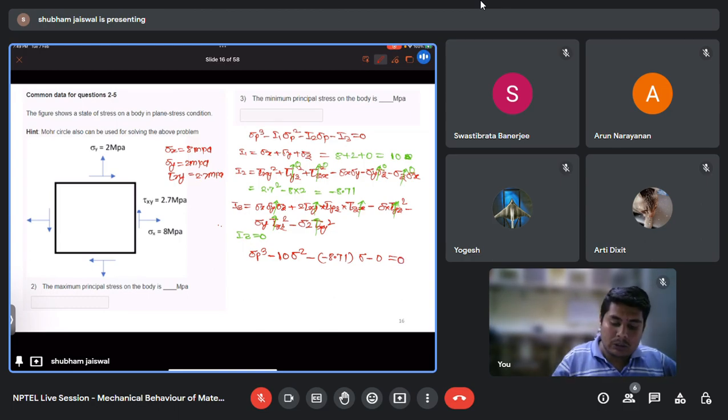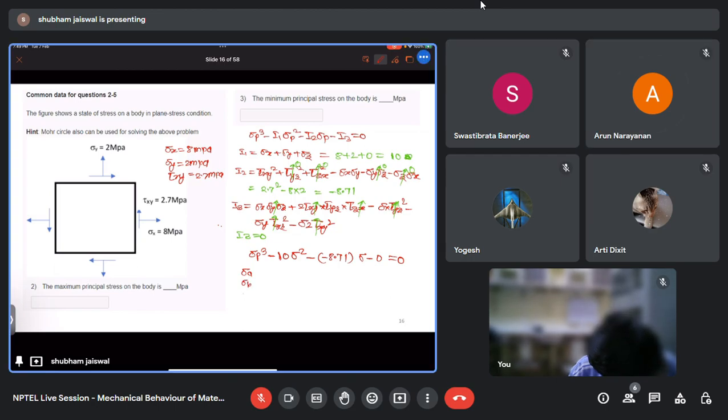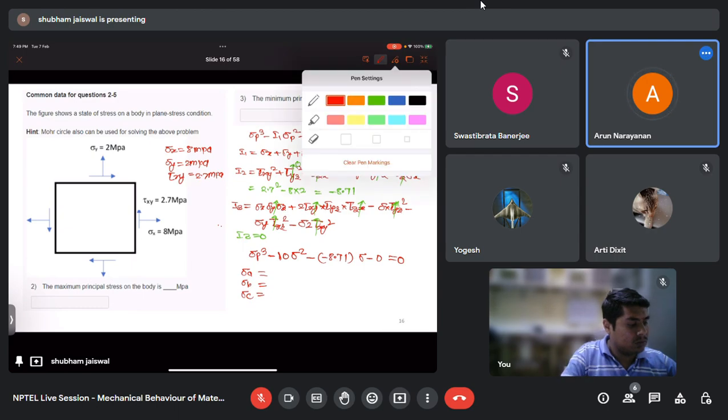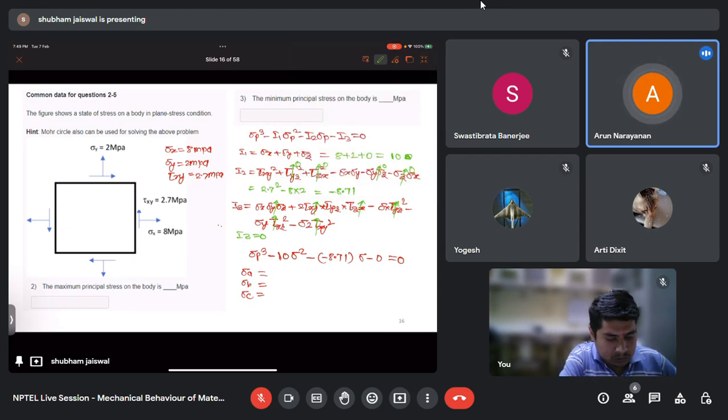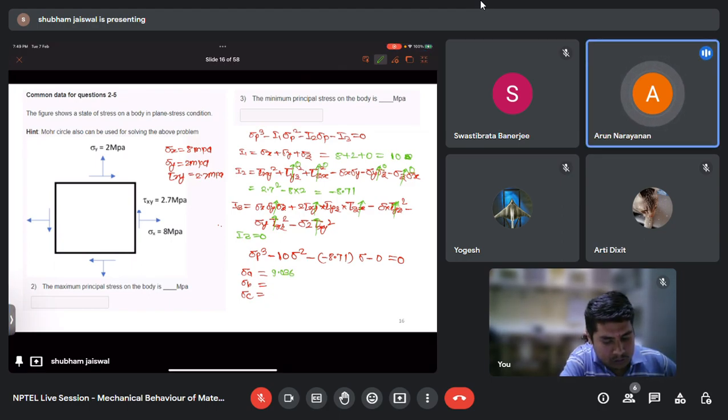Now tell me the roots. We will get sigma A, sigma B, sigma C. Sigma A is 9.036, then sigma B is 0.964, and sigma C is 0.